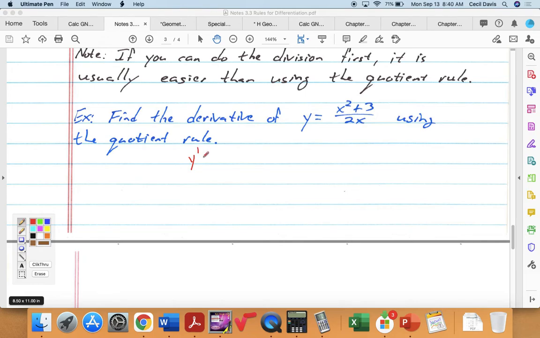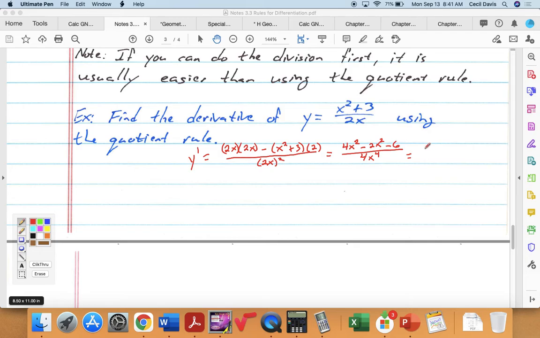So here, y prime, if we do it using the quotient rule, we keep the denominator times the derivative of the numerator minus the numerator times the derivative of the denominator all over the denominator squared. From here, it's just a matter of simplifying that. That's 4x squared minus 2x squared. Be sure to distribute the negative, minus 6 over 4x to the fourth.